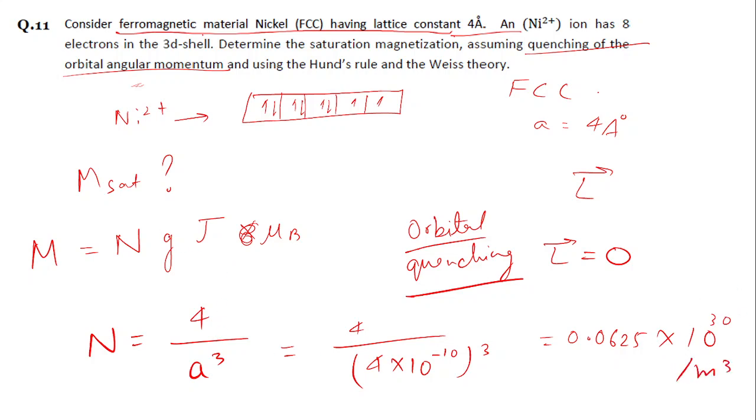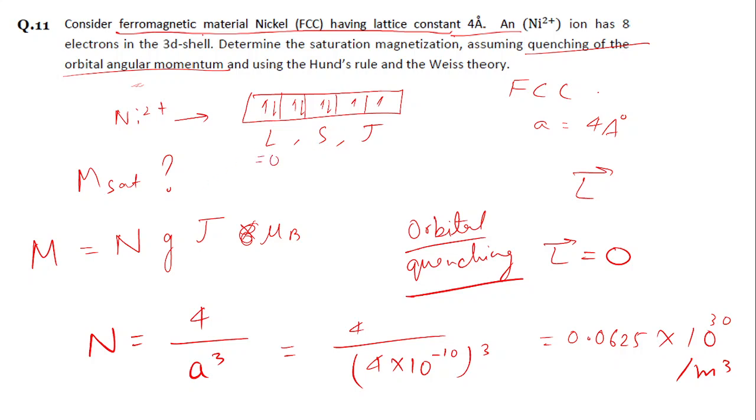This is done. Now G. G we need to calculate. To calculate G, we need the value of L, the value of S, and the value of J: orbital angular momentum, spin angular momentum, and total angular momentum. That we'll get from the electronic configuration. Because it's been told that nickel has orbital quenching, that means L is 0.